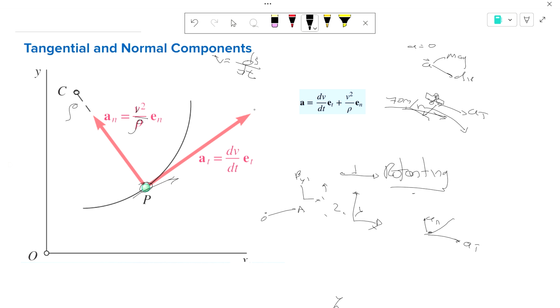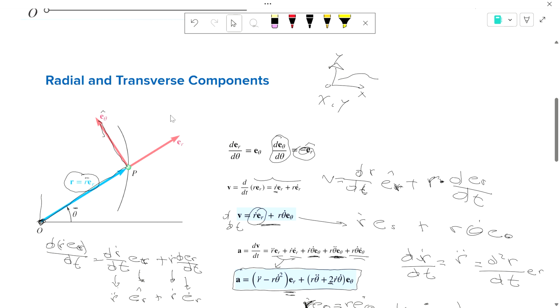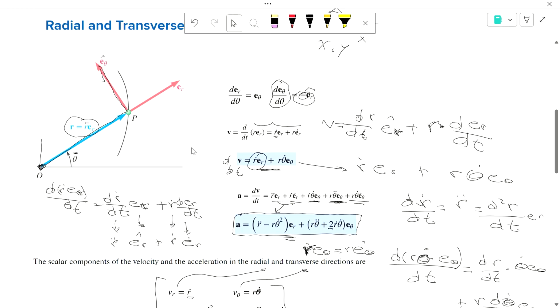Tangential is extremely simple. It's just the change of the velocity with respect to time, right? So dv dt, because it's the tangential component of the path, of the velocity path. All right, and the acceleration obviously is dv dt plus v squared divided by rho. We did some examples already with that expression. But radial and transverse are not so simple, even though they're not complicated. You just have to use your equations correctly and follow the units.